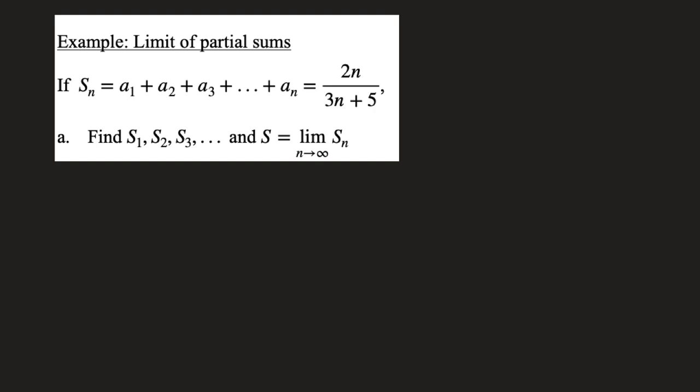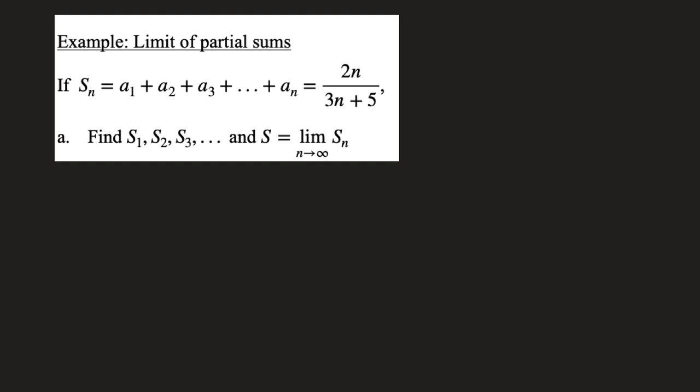Let's decide if the infinite series is convergent or divergent. First, we have to know the partial sum. This example gives the partial sum: Sn is a1 plus a2 through an. So they give the partial sum.